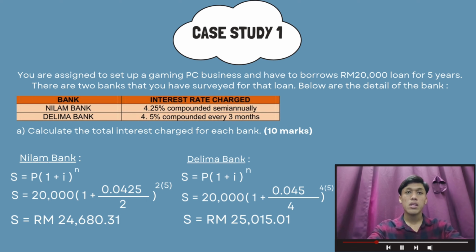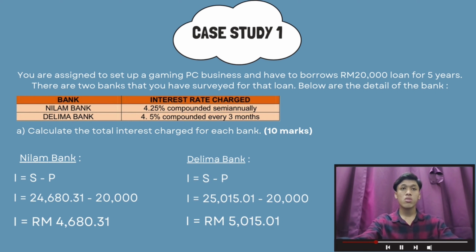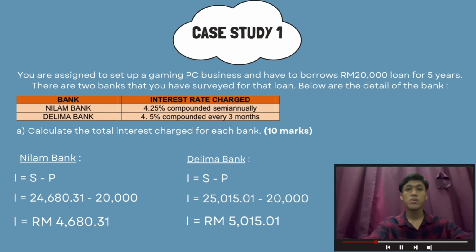For Delima Bank, S equals 20,000 (1 + 0.045 divided by 4) to the power of 4 times 5, and we get 25,015.01. To find the total interest charged by Nilam Bank, I equals 24,000.31 minus 20,000. So the final answer we got is RM4,000.31. Lastly, to find the total interest charged by Delima Bank, I equals 25,015.01 minus 20,000. So the final answer we got is 5,015.01.